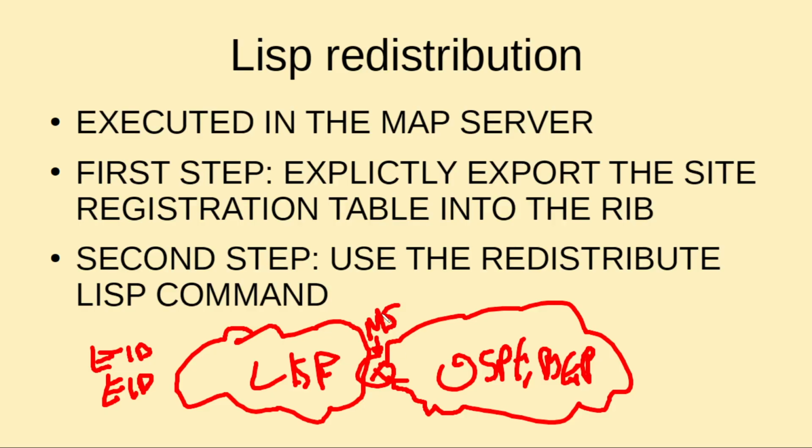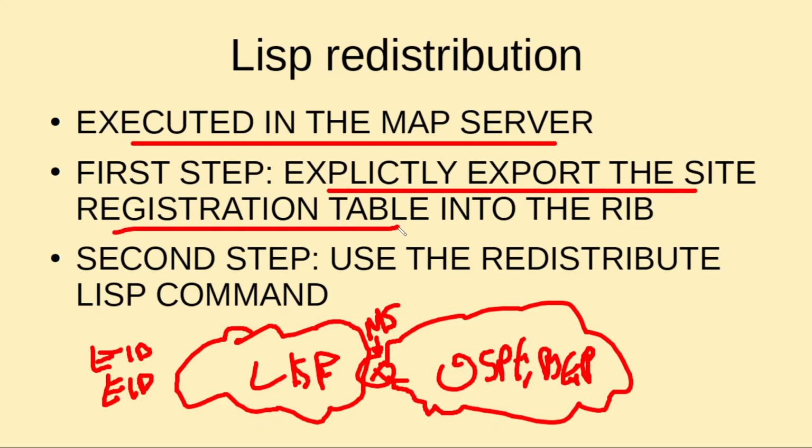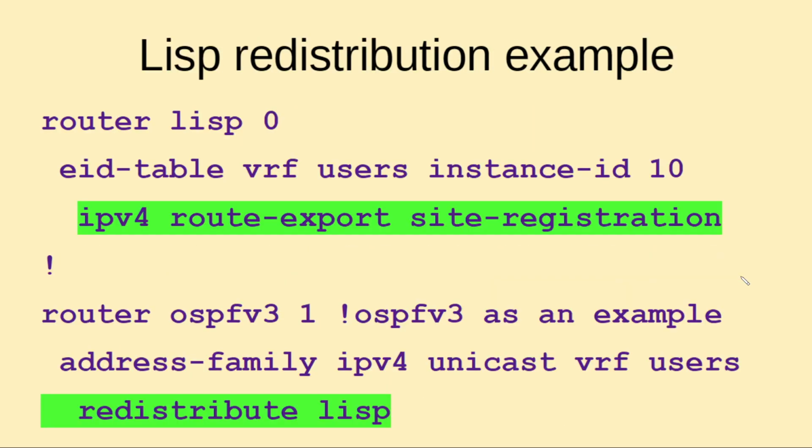redistribution. First of all, we are going to focus on the map server in order to do this trick. Then we are going to execute a command that will explicitly export the site registration table or mapping database into the RIB. And now that the LISP prefixes live within the RIB, we can execute the traditional redistribute command that we are familiar with when redistributing prefixes between routing protocols. So let's illustrate this with an example.